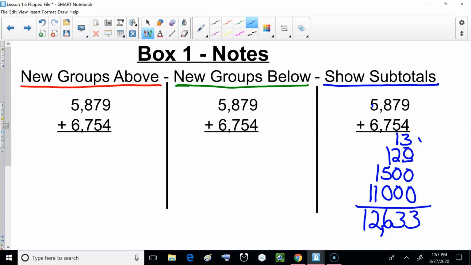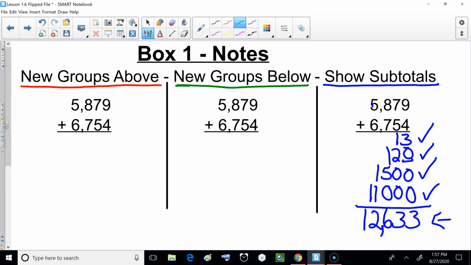So I took each of the groups, added them together. So my ones place value is here. Here are my tens, my hundreds, and my thousands. Then I added all those subtotals up, and I got the answer of 12,633. Now if we go through these, see if my answer is correct. Let's see if in my other strategies, I get the same answer.